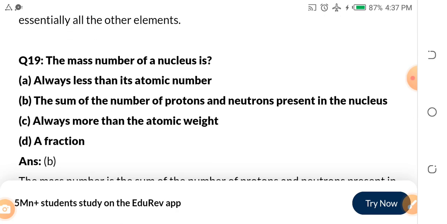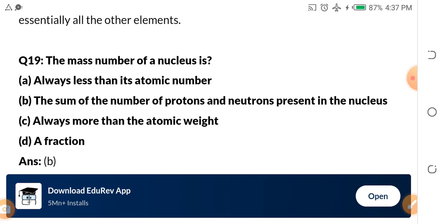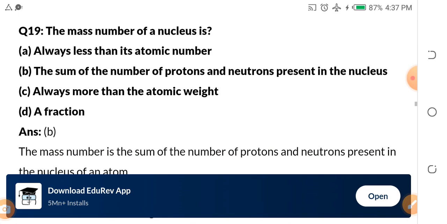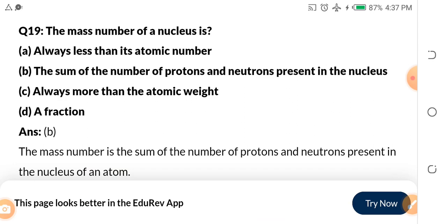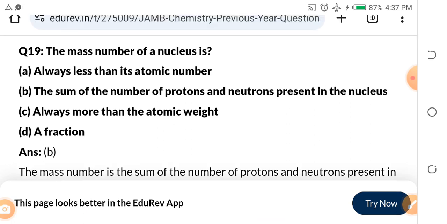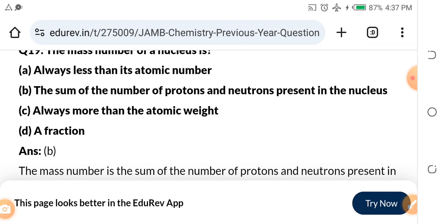The mass number of a nucleus is dash. A. Always less than the atomic number. B. The sum of the number of protons and neutrons present in the nucleus. C. Always more than the atomic weight. D. A fraction. The mass number is the sum of the number of protons and neutrons present in the nucleus of an atom. This is very, very fundamental for you as a science student.